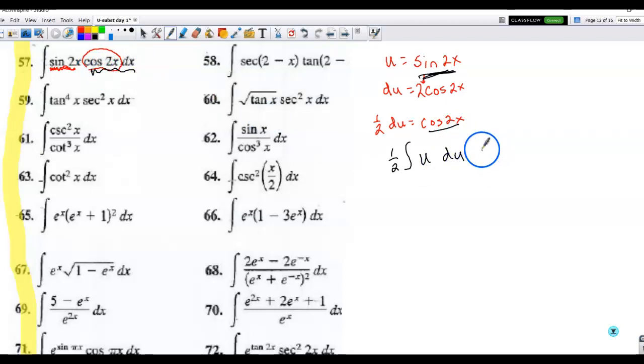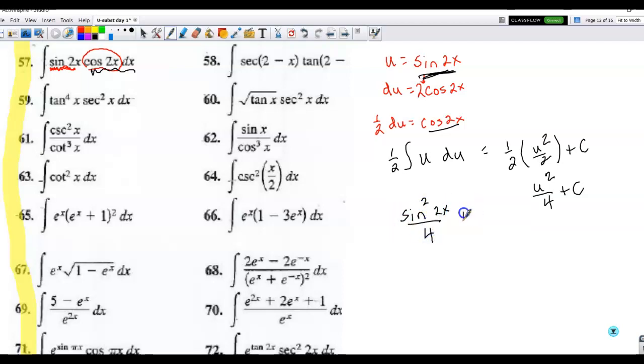Oh, that's beautiful. So that's 1/2, increase the power by 1 and divide by the power. That gives me u squared over 4 plus c. And then I'm going to replace the original u to make that sine squared 2x over 4 plus c, or you can just keep it like it was written and do it like that. It means the same thing. But if it's multiple choice, you might find your answer the first way that I wrote that up.